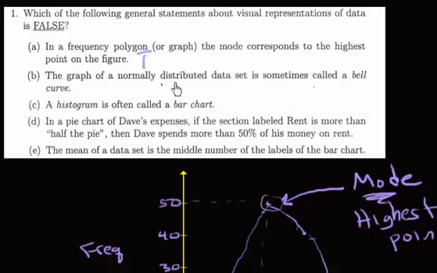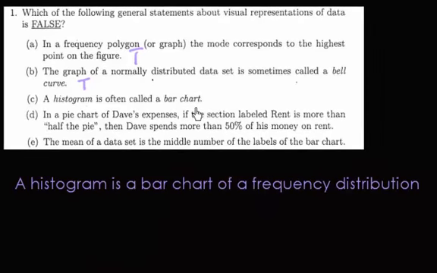The curve of a normally distributed data set is sometimes called a bell curve. We've talked about that in class. That is true. Next, we have a histogram is often called a bar chart. You can take a look at your notes or your textbook, but we defined a histogram as a bar chart of a frequency distribution. So a histogram, often called a bar chart, will be true as long as you're talking about a frequency distribution.